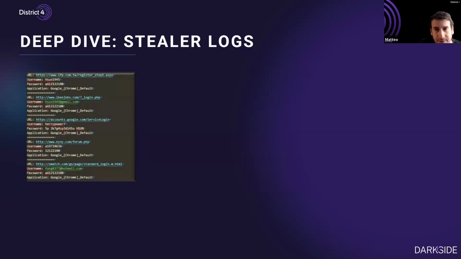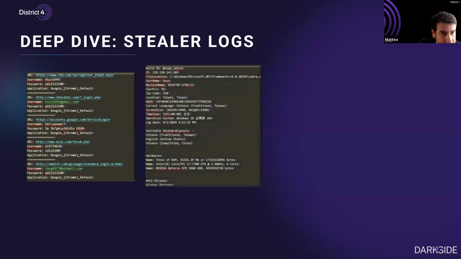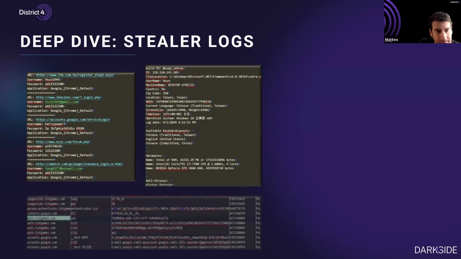This is what the credential password file looks like. It's just the URL, the username, the password, and the application. So very, very straightforward, very easy for threat actors to abuse. This is what a system information file will look like. You see stuff like the file location, that's where the malware was downloaded to, the name of the machine, the country, zip code, the hardware ID, keyboard layouts, the hardware. These are all things that a threat actor would put into these specialized browsers, essentially, this plus the cookie to get you that information.